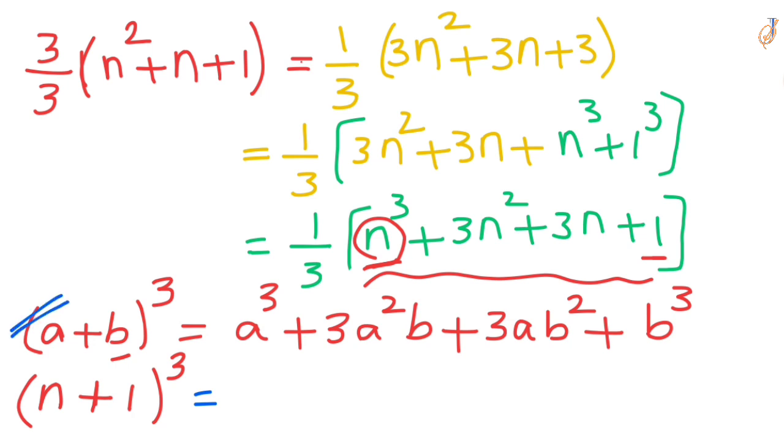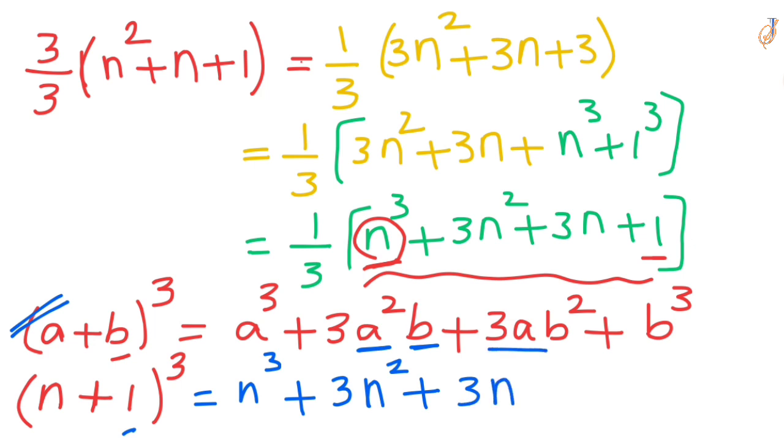You have to write n power 3 plus 3. Our a is n power 2 and our b is 1, so 3 times n power 2 times 1 is 3n power 2 only, plus 3 a, that is n, times b power 2, which is 1 power 2, the same as 3n, plus b power 3, that is 1 power 3, which is 1 only. Now observe this: n power 3 plus 3n power 2 plus 3n plus 1.